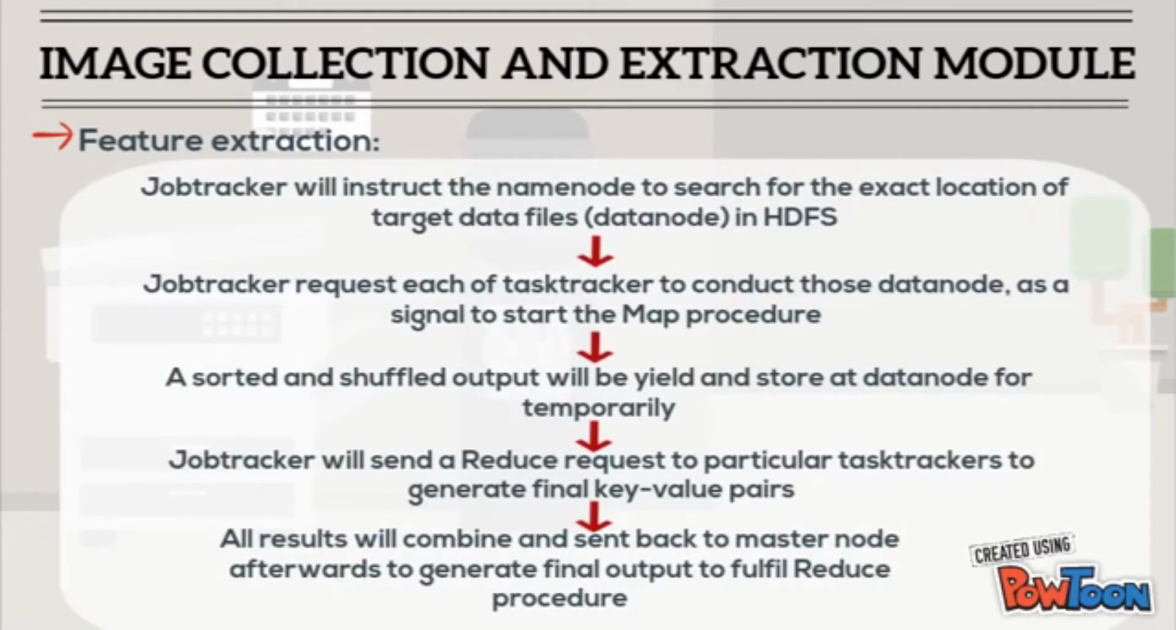During feature extraction, the job tracker will instruct the name node to search for the exact locations of the target data file in HDFS. Once the location is found, the job tracker requests each task tracker to operate on those data nodes. A sort and shuffle is then performed and stored at the data node temporarily. The job tracker will send a reduce request to a particular task tracker to generate the final key-value pairs. Then all results will be combined and sent back to the master node to generate the final output.